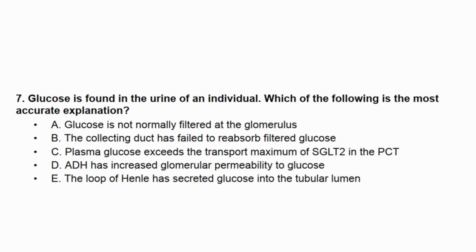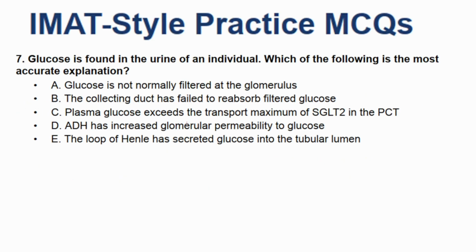Now, from these systemic volume controls, let us zoom back into the highly specific transport limits of the proximal nephron. When analyzing biochemical transport thresholds, remember that finding a primary nutrient in the urine is not a failure of filtration, but an absolute saturation of the apical transport machinery. Question 7 reads: glucose is found in the urine of an individual. Which of the following is the most accurate explanation?